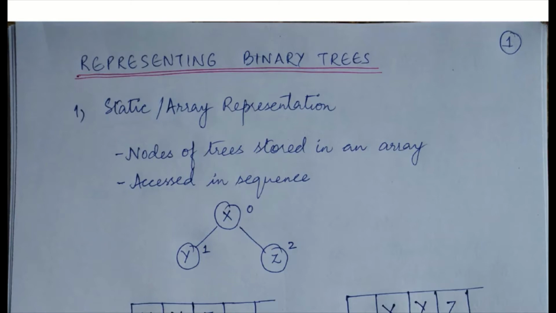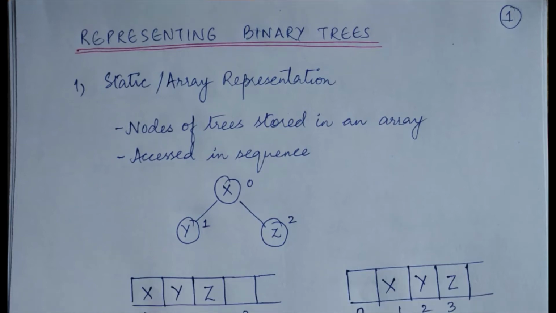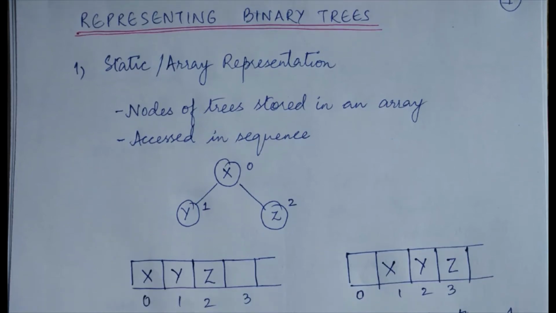A binary tree is a tree which has a root, and it has two children, the left subtree and the right subtree. The property is that the number of children every node can have is restricted to a maximum of 2. So you can have 0, 1 or 2 children. An easy way of representing a binary tree would be the array representation. So how do we represent using an array?